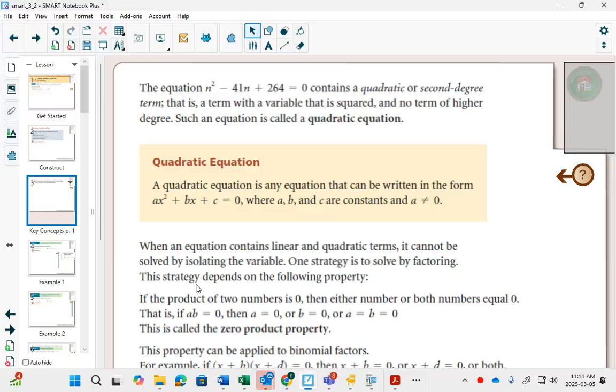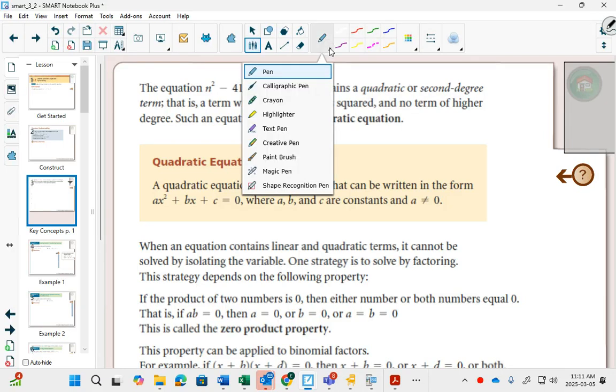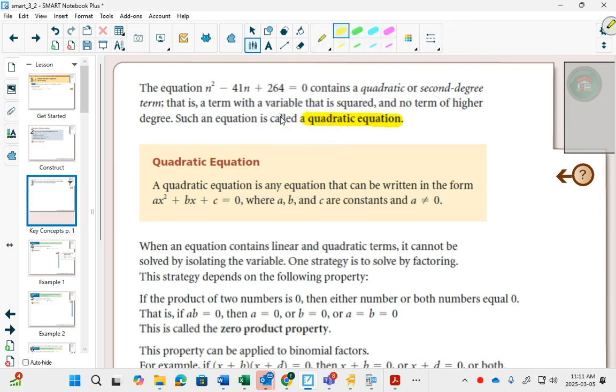You turn to page 185, and we're going to take out our highlighters. The next thing we're going to look at is how do you solve a quadratic equation?